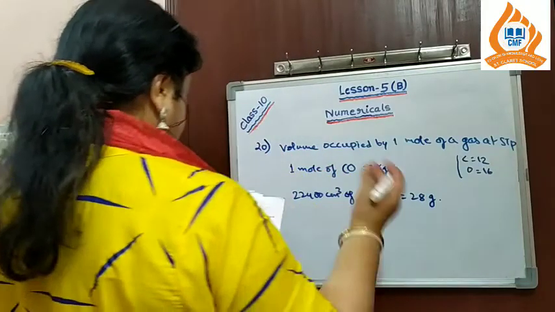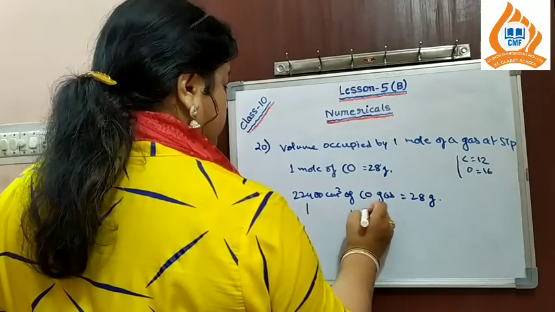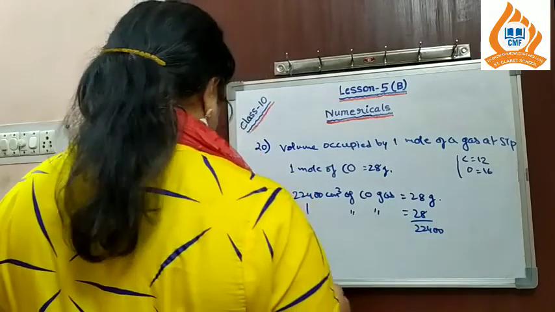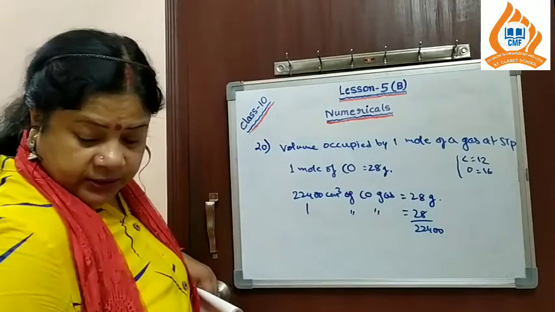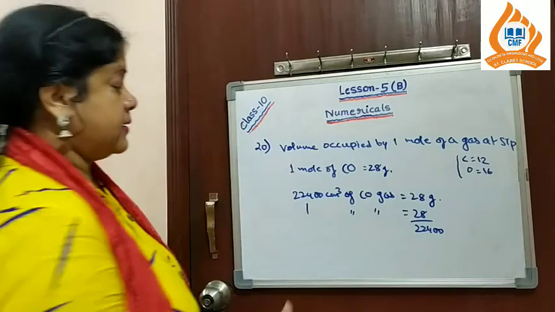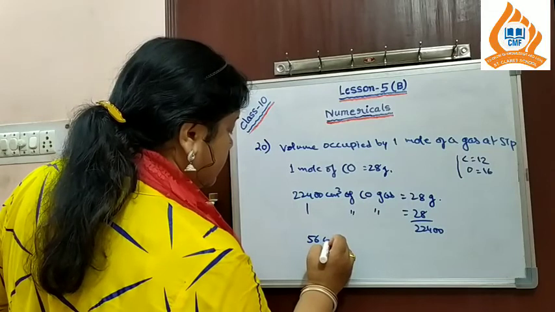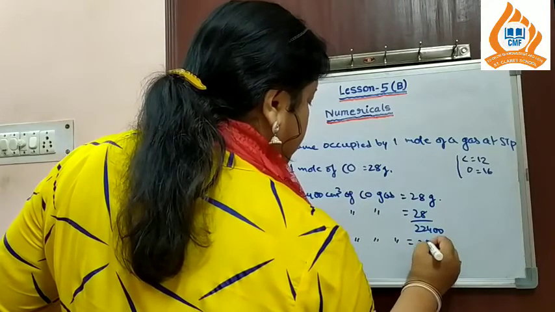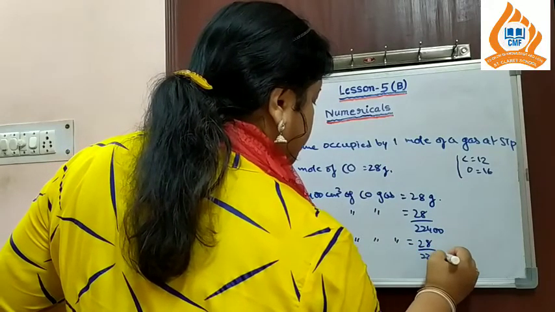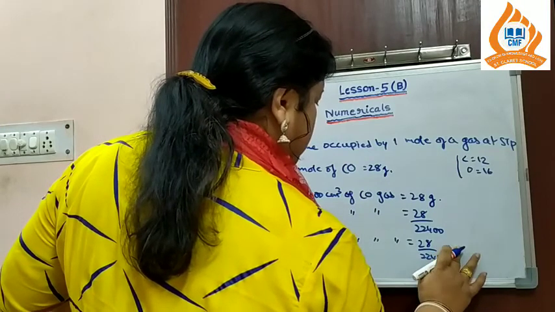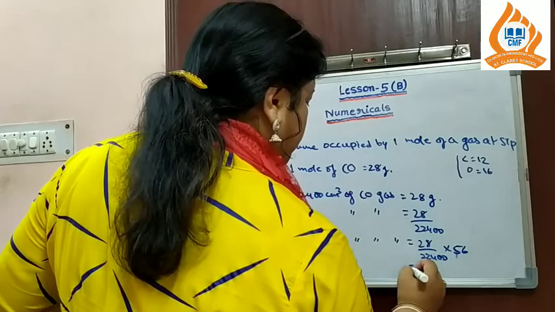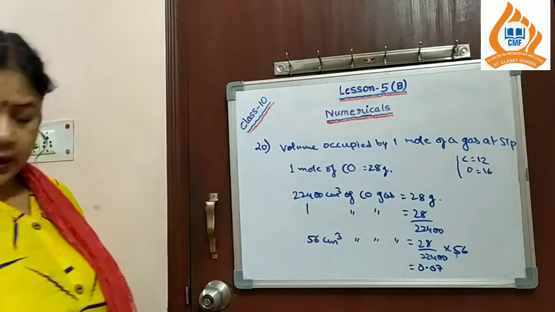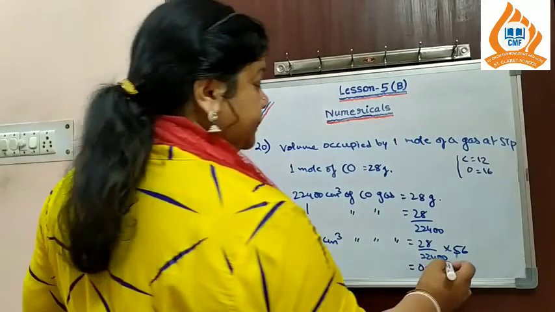Okay, it occupies that much. So 1 will occupy how much? 28 by 22400. And how much is given in the question? It is given there, 56. So 56 centimeter cube of carbon monoxide gas will occupy 28 by 22400 into 56. Now you calculate it. 0.07 gram. Okay, clear?